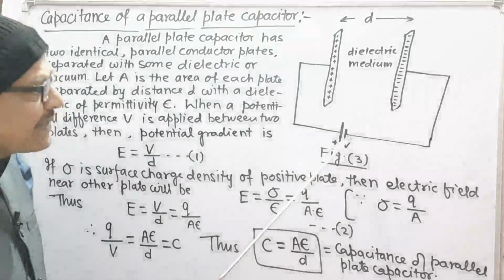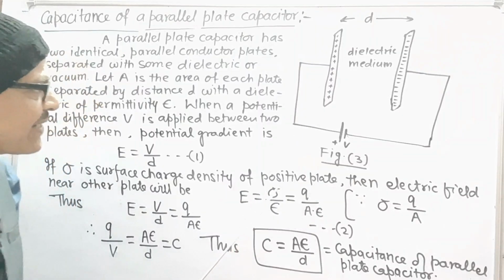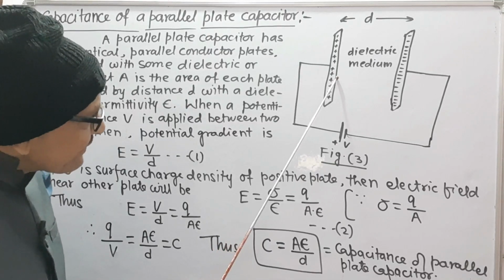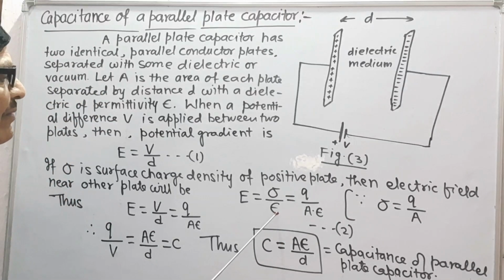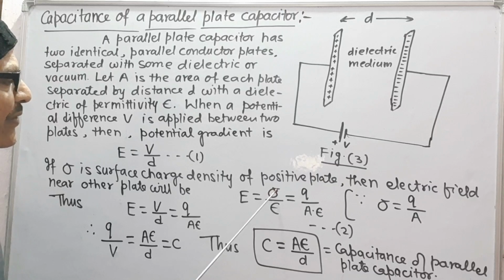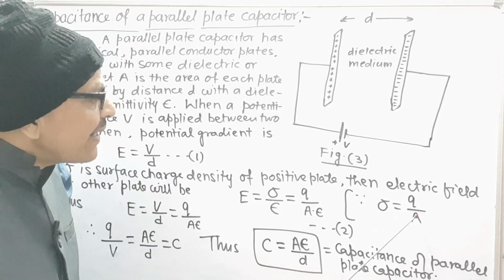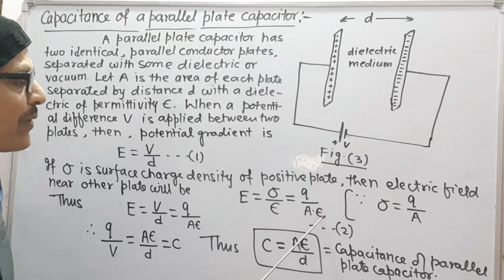When a battery of voltage V is connected between two plates, then the electric field intensity between two plates will be equal to potential gradient given by E is equal to V by D. If surface charge density of positive plate is sigma, then the electric field intensity near the second plate will be E is equal to sigma upon epsilon, and sigma is the ratio of charge and area, therefore it can be written as E is equal to Q upon A into epsilon.